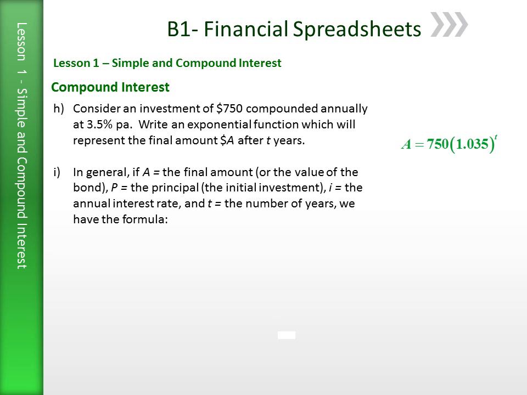In general, if A is the final amount, or the value of the bond, P is equal to the principal, which is the initial investment, I is the annual interest rate, and t is the number of years, we will have the general formula of A equals P(1 plus I) raised to the t power.